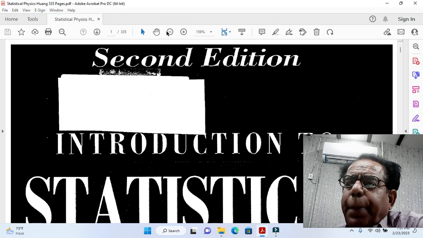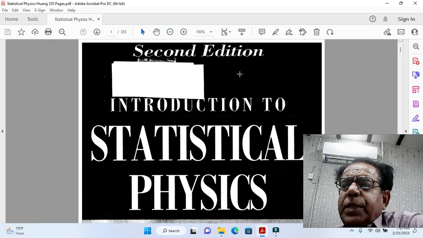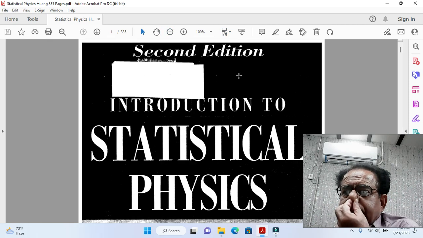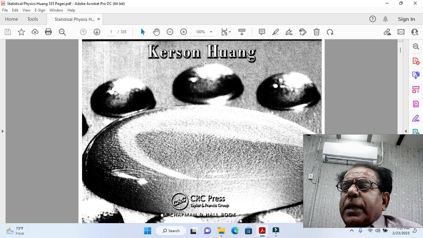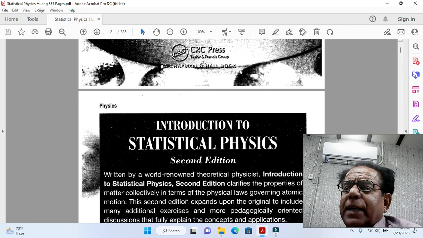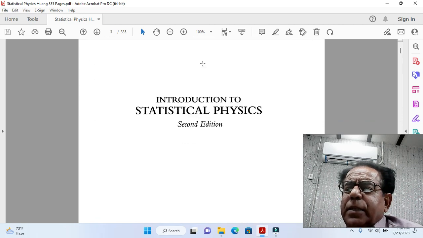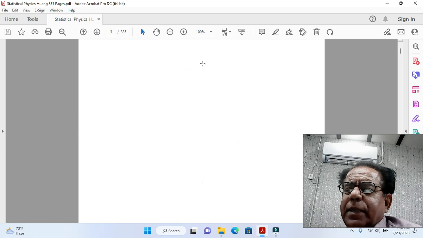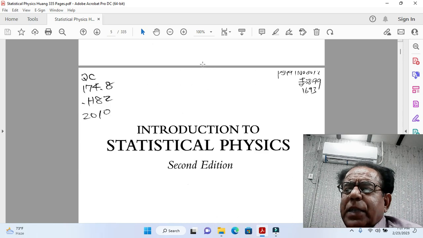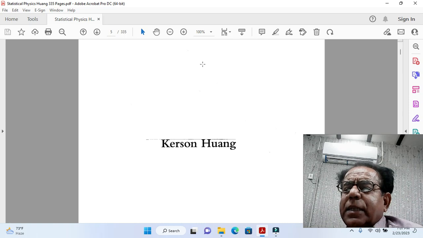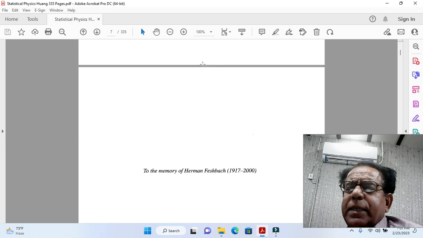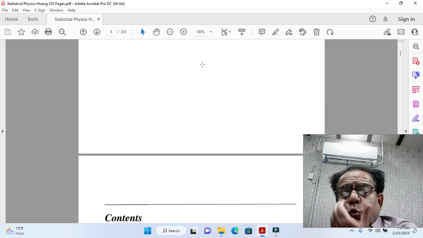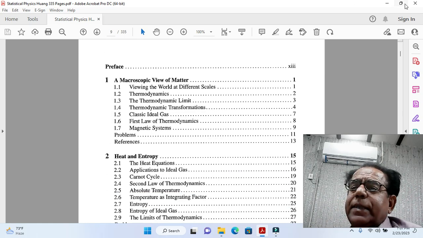Okay, last book, second edition, Introduction to Statistical Physics, Kerson Huang. This is the previous book, only the edition is different. CRC Press, Introduction to Statistical Physics, second edition. This book was published in the year 2010. We need not go to its contents because this is just another edition.